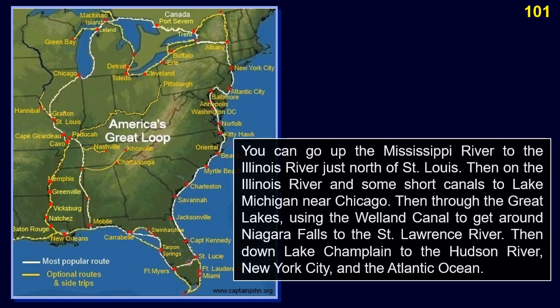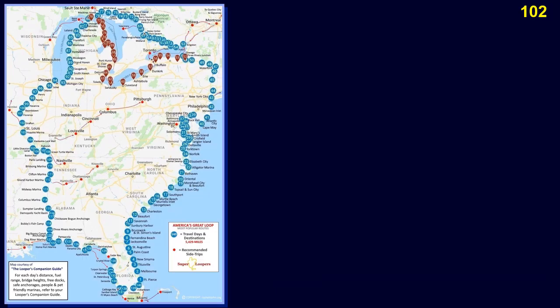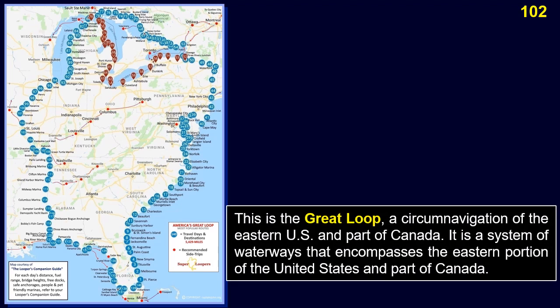You can go up the Mississippi River to the Illinois River just north of St. Louis. Then on the Illinois River and some short canals to Lake Michigan near Chicago. Then through the Great Lakes, using the Welland Canal to get around Niagara Falls to the St. Lawrence River. Then down Lake Champlain to the Hudson River, New York City and the Atlantic Ocean. This is the Great Loop, a circumnavigation of the eastern U.S. and part of Canada. It is a system of waterways that encompasses the eastern portion of the United States and part of Canada.